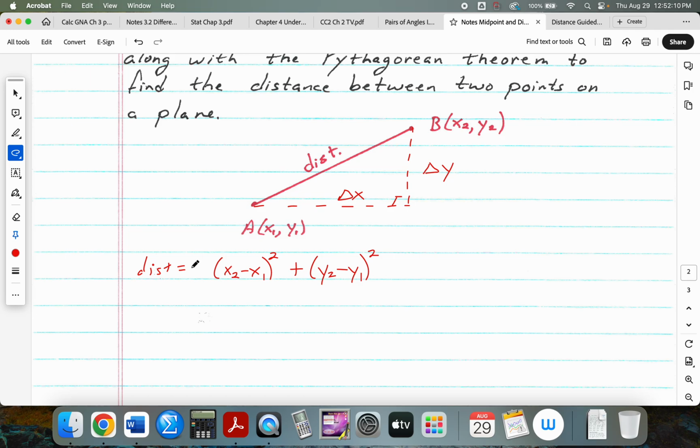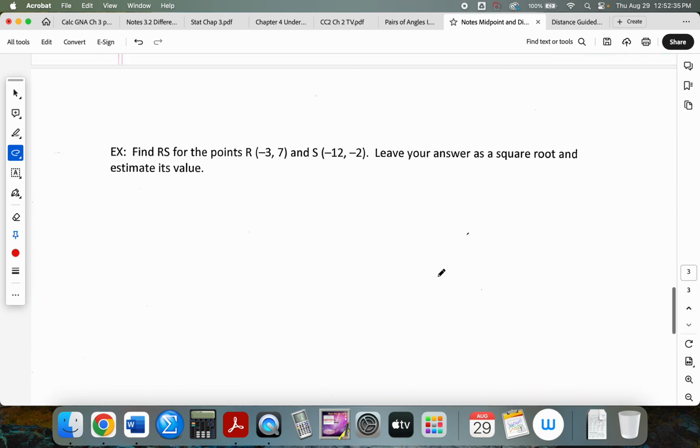And then in the end, we took the square root. That is the distance formula. It comes from the Pythagorean theorem. It's just all of the parts that you would need in the Pythagorean theorem all at once. So let's look at a couple of example problems.